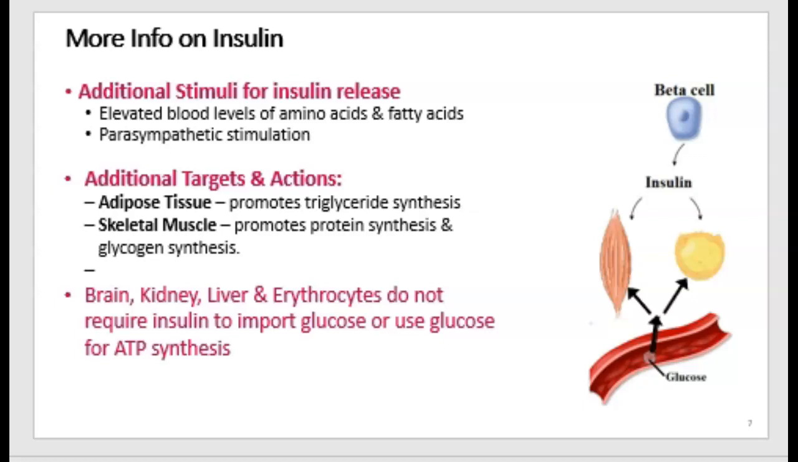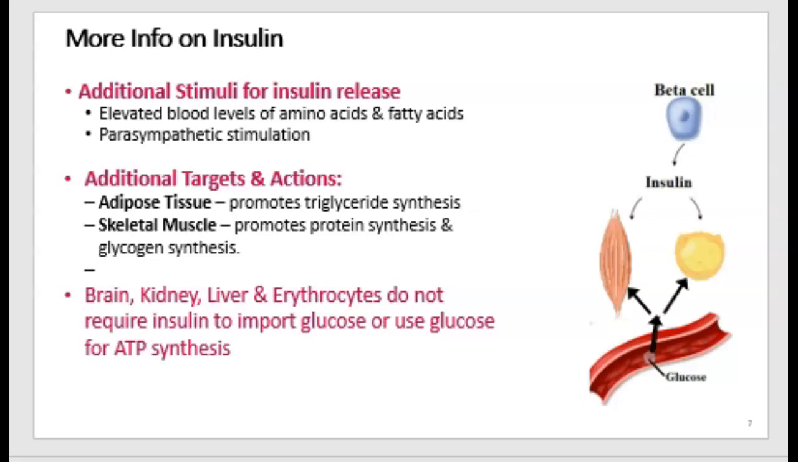Insulin targets adipose cells to take up fatty acids and take up glycerol to make triglycerides. It also targets skeletal muscle tissue to take up amino acids for synthesizing proteins, to take up glucose for ATP production. And also, just like the liver, skeletal muscle will be stimulated by insulin to make glycogen. So we have glycogen stores in our skeletal muscle as well as in our liver.